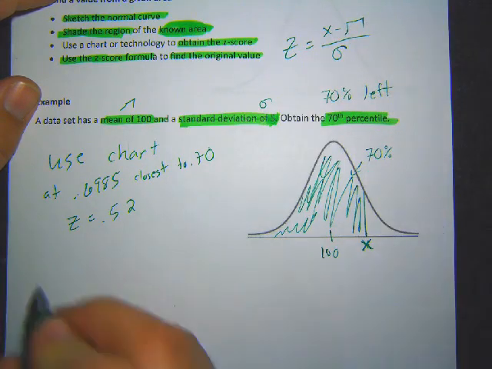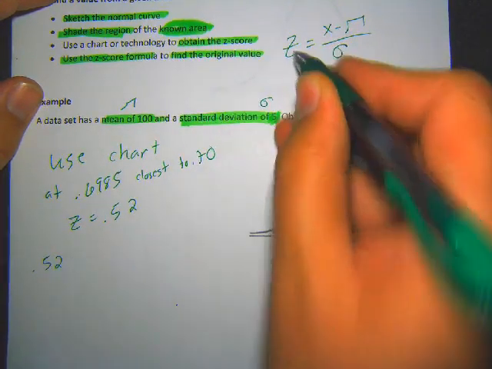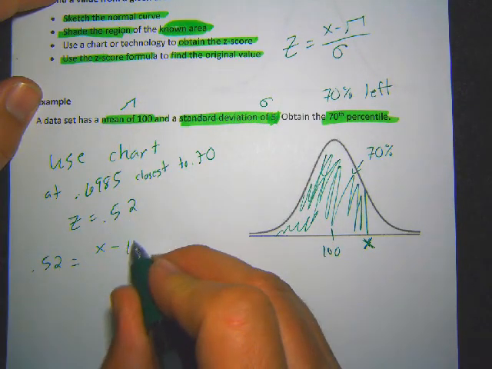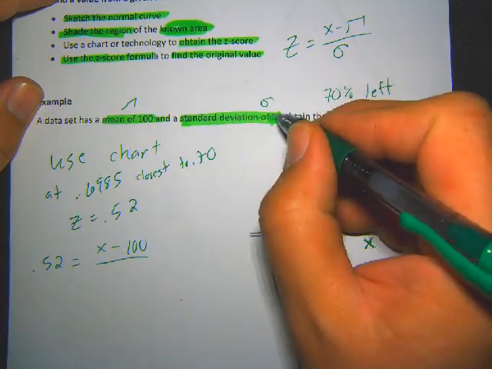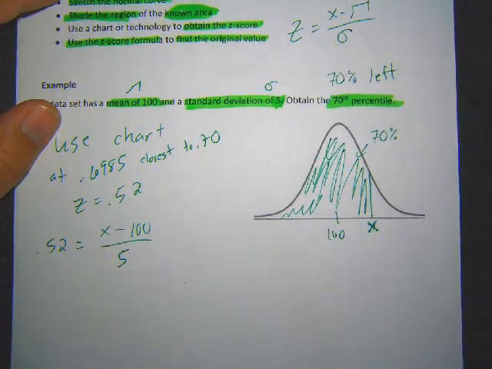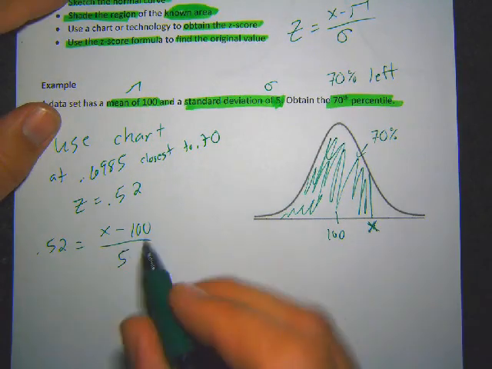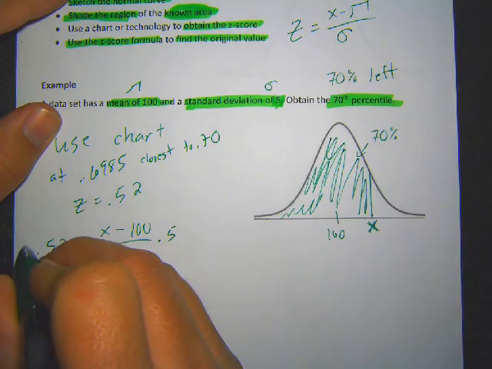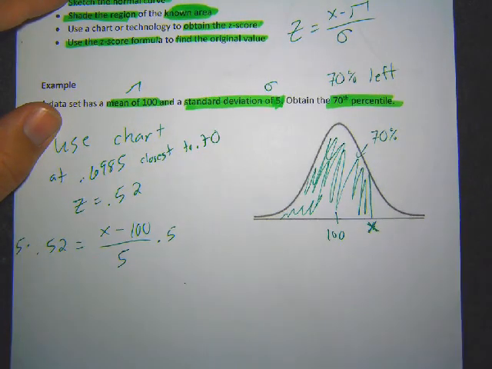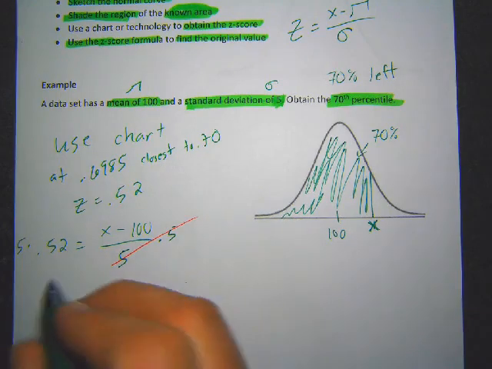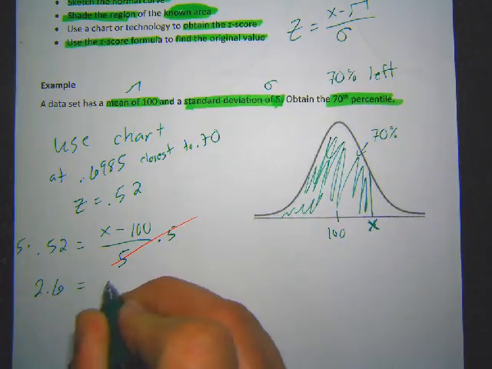We're looking for x. So we have 0.52 for z equals x is what we're looking for, minus 100 is the mean, over sigma, standard deviation is 5. So now we have to solve this to figure out what x is. We're going to have to do a little bit of algebra, not too much. We're just going to first off undo this division by multiplying by 5. So we're going to do division by multiplying. So both sides we're going to multiply by 5. Cancel these. What is 5 times 0.52? So 5 times 0.52 gives me 2.6. So this side ends up being 2.6 equals x minus 100.